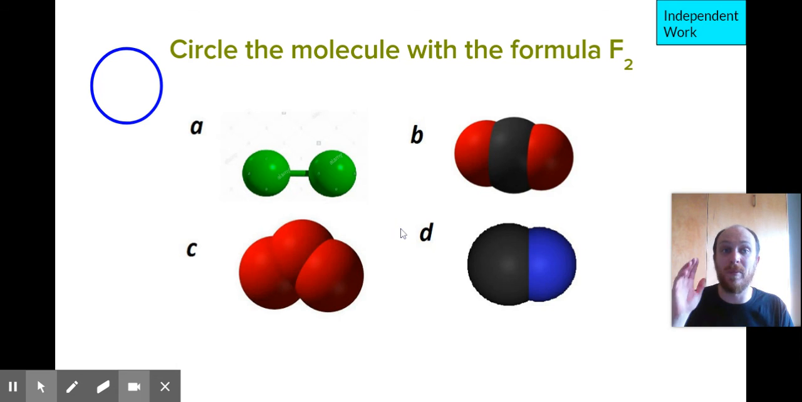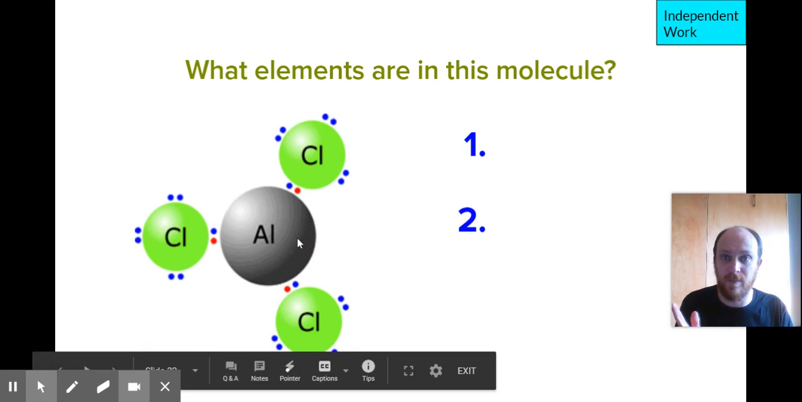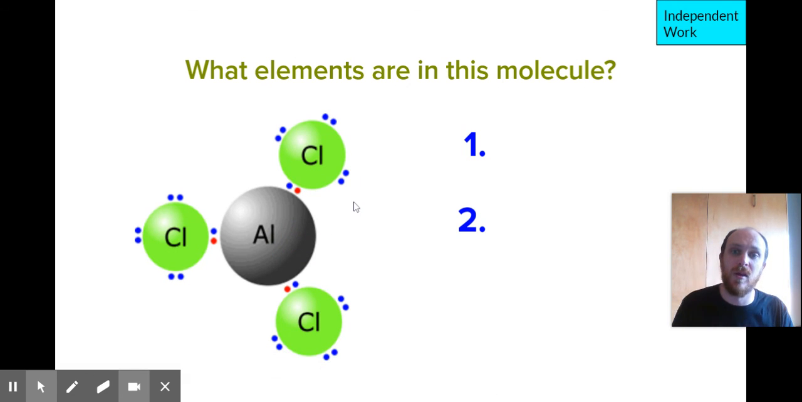Circle the molecule with the formula F2. Which of these is F2? Circle it. Which of these is CH2O? Which of these matches that formula? And then what elements are in this molecule? Look them up if you need to. Remember, the letters are capital, lowercase, capital, lowercase. This is a Cl, not a CI. This is not AI, it's Al. List them here. There's only 2.